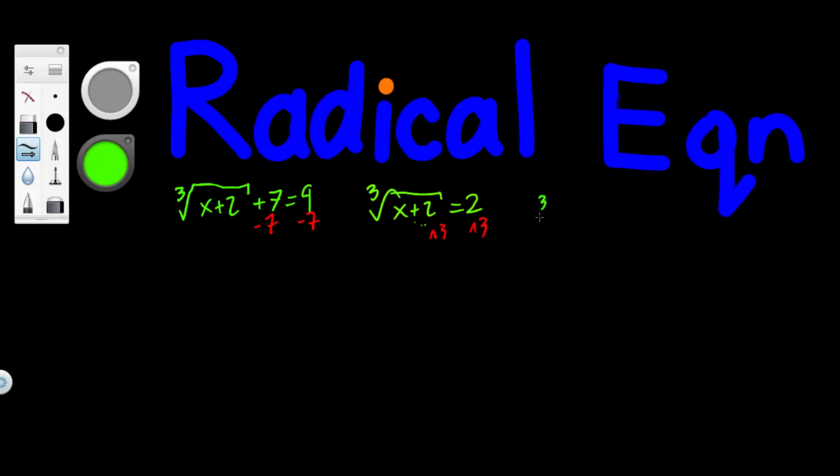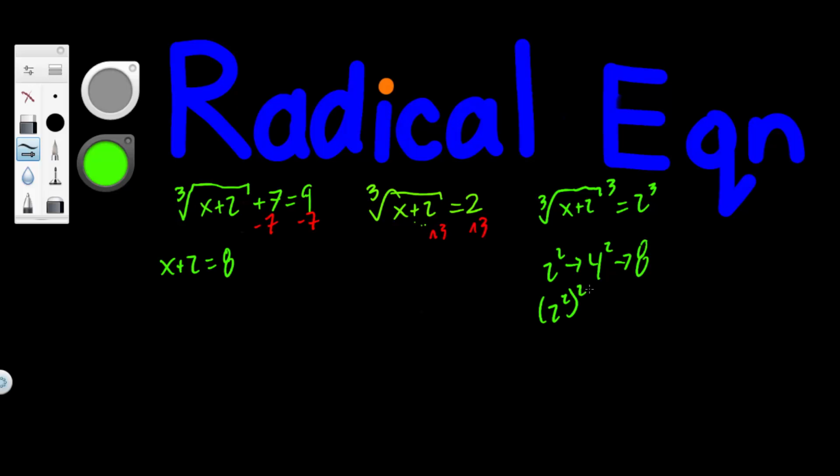If we've got the cube root of x plus 2, and this is cubed, and that equals 2 cubed, this ends up being x plus 2 equals 8. And let's quickly examine that. So 2 squared is 4, and then you multiply by 2 again, and that's 8. That's where we're getting that from. This is essentially 2 squared times 2, which is resulting in 8.